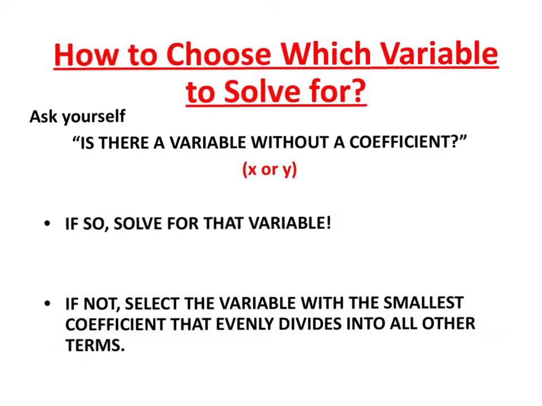Now let's discuss how to choose which variable to solve for in order to use substitution. You essentially want to ask yourself the question, is there a variable without a coefficient? Meaning that it's just x or y. If there is, then you're going to solve for that variable. And if not, whether there's a negative in front or a number, you want to choose the other variable with the smallest coefficient value-wise, and that evenly divides into all of the other terms, so it works out nicely.